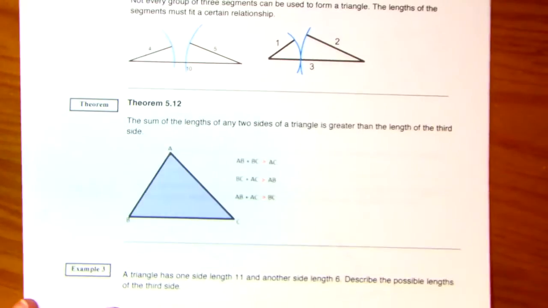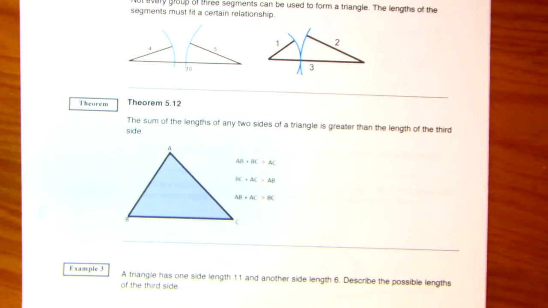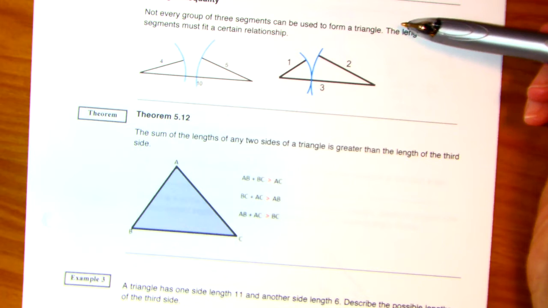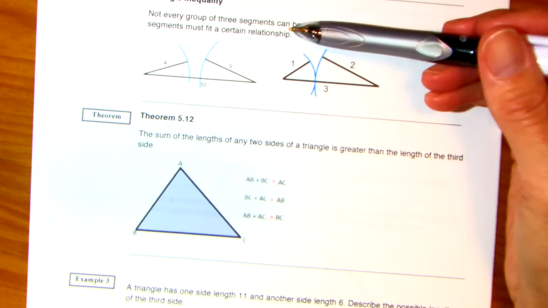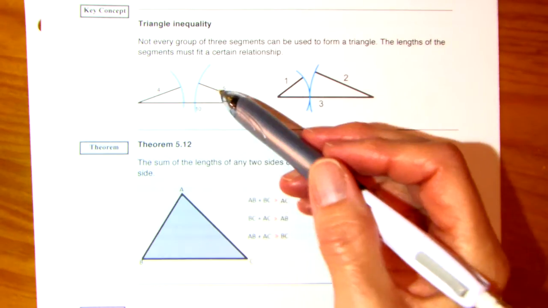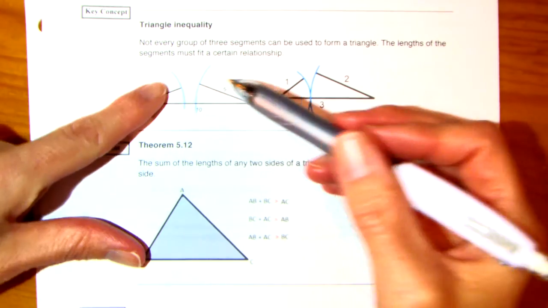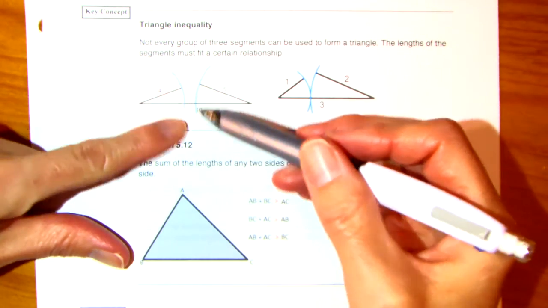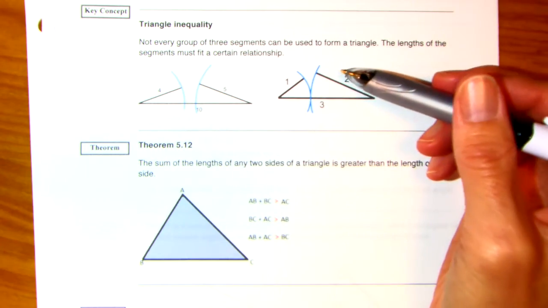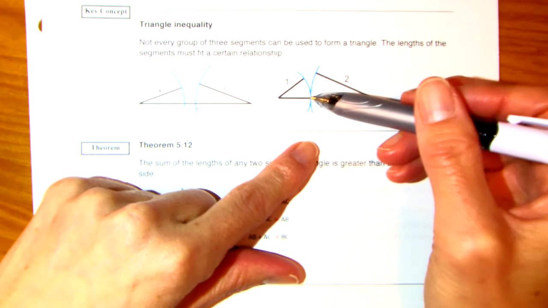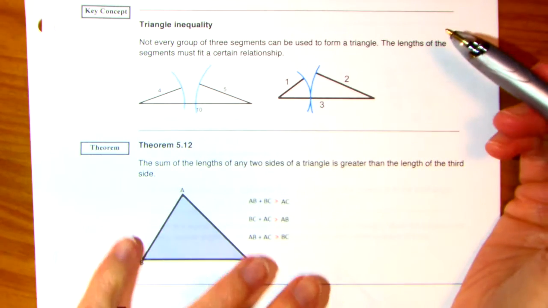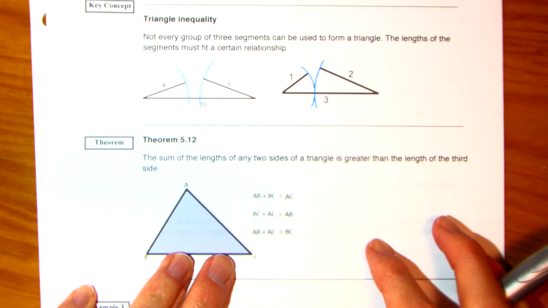All right, so not a lot going on this page. Triangle inequality. Not every group of 3 segments can be used to form a triangle. The lengths of the segments must fit a certain relationship. For instance, let's say I had a triangle with lengths 4, 5, 10. Well, what's the problem? If I flatten these both out, they're never going to touch. 10 is longer. How about these? 1 and 2. They'll touch, but right on this leg, this opposite side. So, Theorem 5.12 is your triangle inequality theorem.